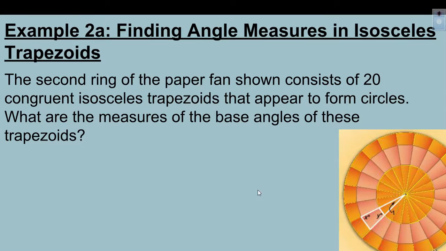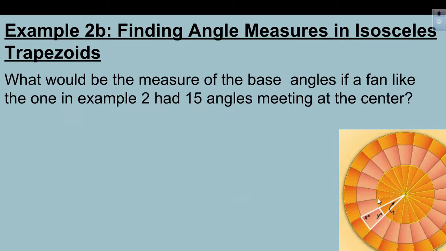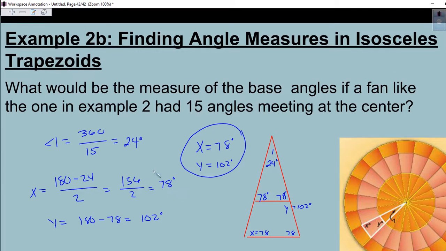So let's look at the next one. Let's say we change it, instead of having 20 of these, now we have 15. So find the value of x and y, given that there are 15 of these trapezoids instead of 20. All right, so we find our central angle, angle 1, by doing 360 divided by 15, which gives us 24 for our vertex angle. Subtract it from 180, divide by 2, gives us 78, which means that x is going to be 78 and y is going to be supplementary, which means it's going to be 102.